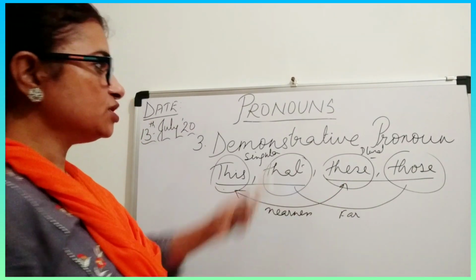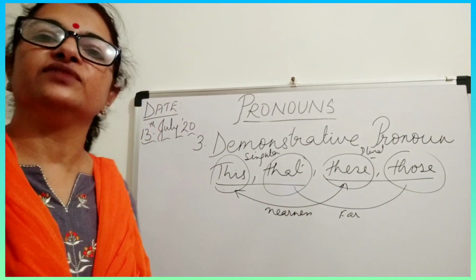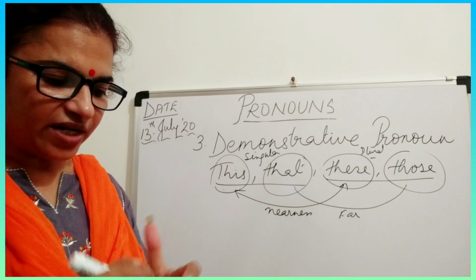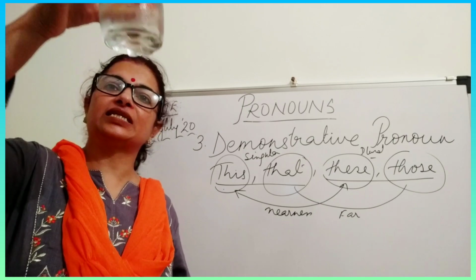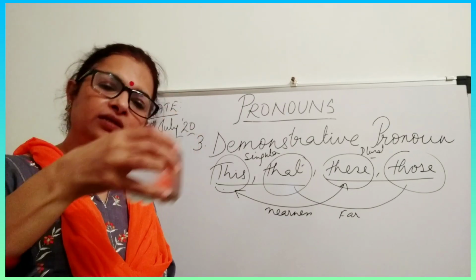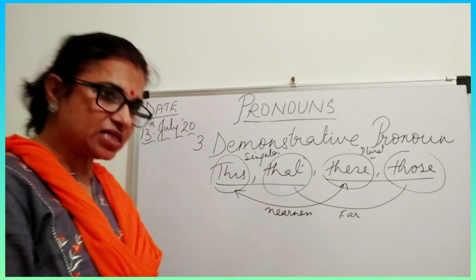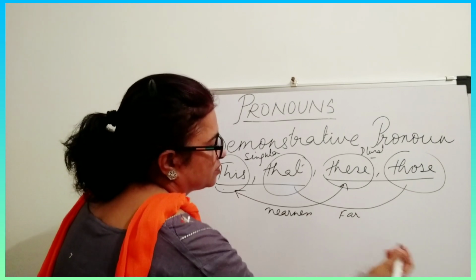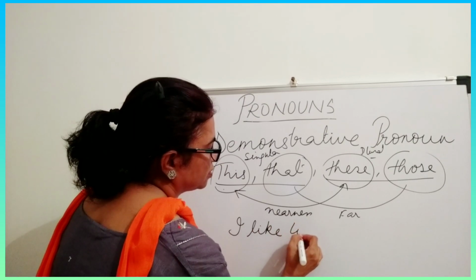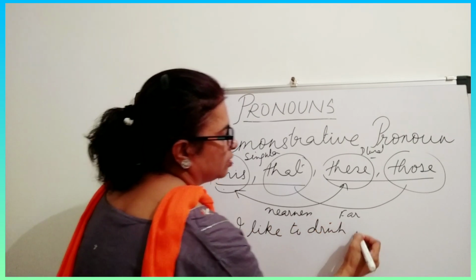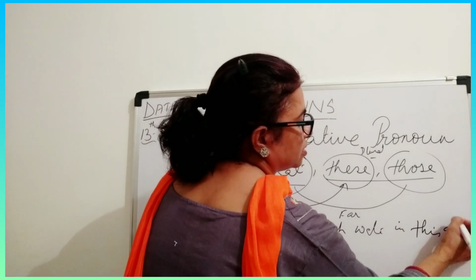Now there are demonstrative adjectives also and demonstrative pronouns also. Now how will you come to know about demonstrative adjective and demonstrative pronoun? If I say, I like to drink water in this glass. Okay, I like to drink water in this glass.